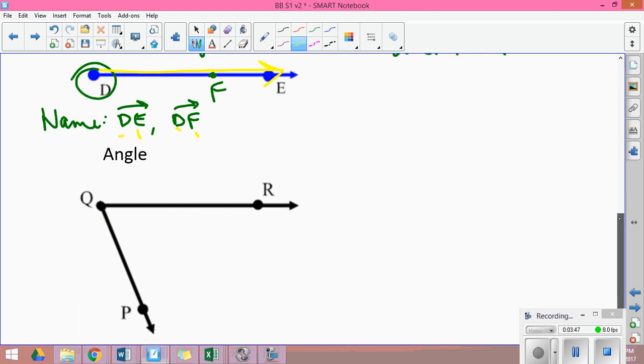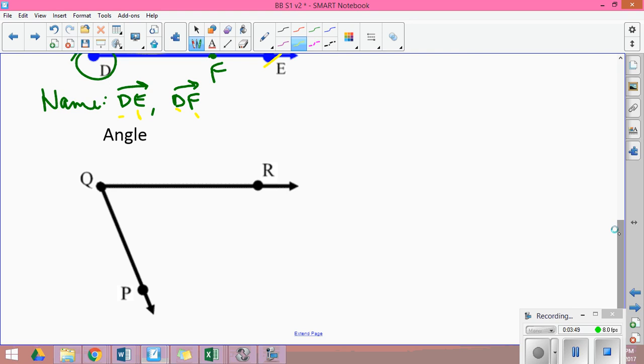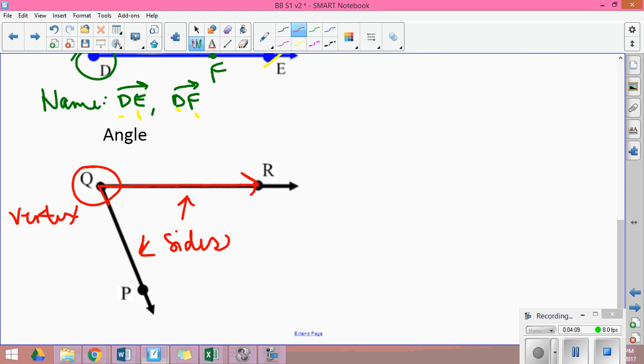Now angles have different ways to name them. So first of all, we talk about this is our vertex. It's the corner of the angle. This and this are called the sides. Okay, 2 rays make up the sides. There are 4 ways to name an angle. So the easiest way is by the vertex, angle Q.